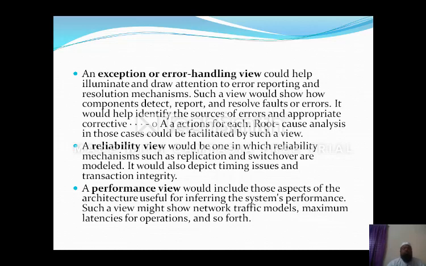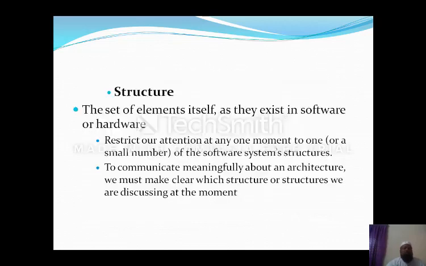A reliability view is one in which reliability mechanisms such as replication and switch over are modeled. It would also depict timing issues and transaction integrity. A performance view would include those aspects of the architecture useful for inferring the system's performance, such as network traffic models, maximum latencies for operations and so forth. So these are the 5 views which are nothing but the quality aspects views.